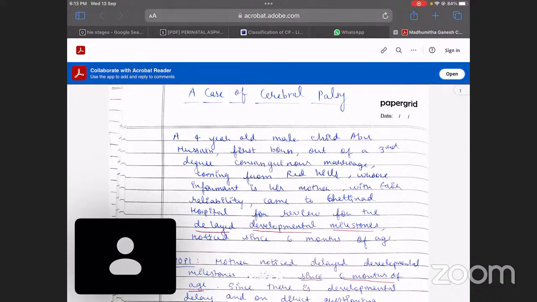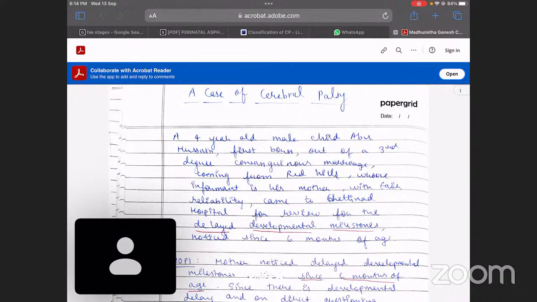Consanguinity has three degrees. First degree is siblings. Second degree is basically the uncle, mother's brother or father's sister, the maternal uncle and paternal aunt. If their child marries their paternal aunt or maternal uncle, it goes for second degree. Third degree is cousins. So in India, which degree is more common?